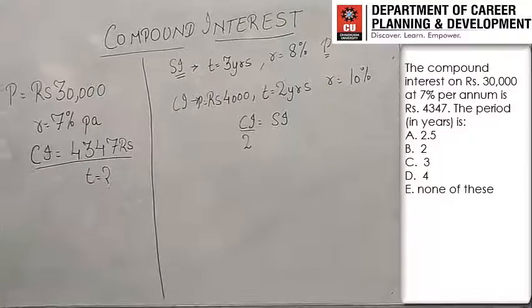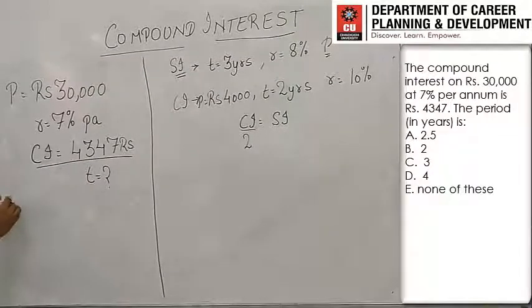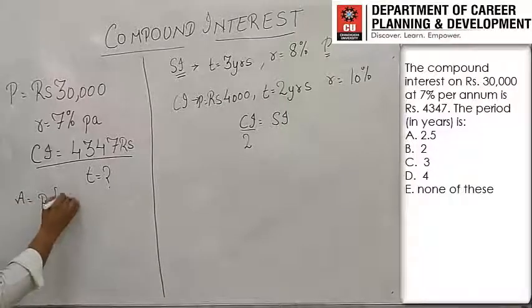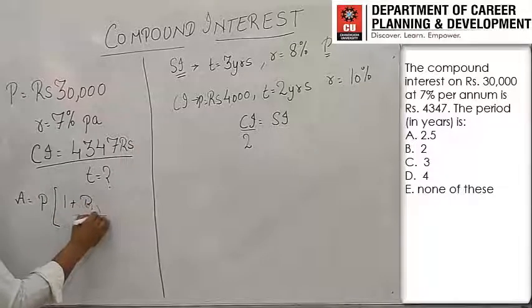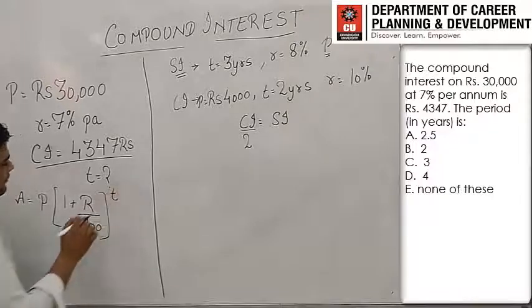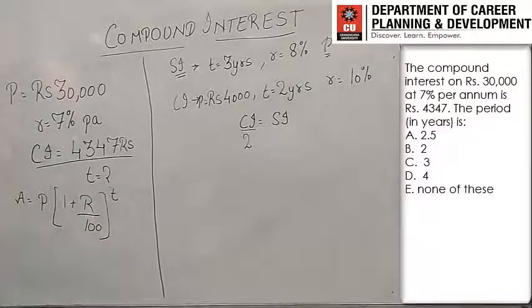Now, what is the formula? Formula is amount is equal to principal multiplied by (1 plus R/100) raised to the power T. This T we have to find. Now, amount will be what? Amount is principal plus compound interest. Principal plus compound interest is coming out to be rupees 34347.